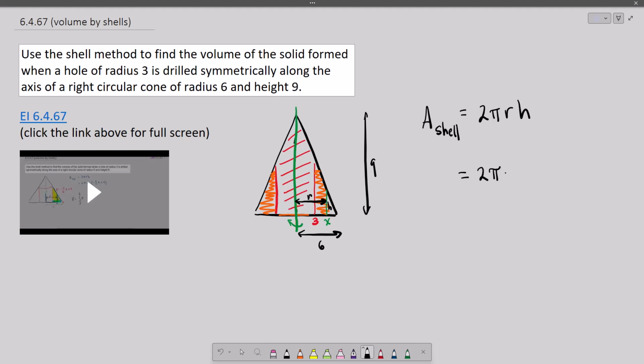So the axis of rotation is this green axis. The limits of integration will be 3 over to 6. Right, this is 6 over here at the boundary. The limits of integration are definitely going to be over here because there's going to be a cylinder for all of those x's between 3 and 6.